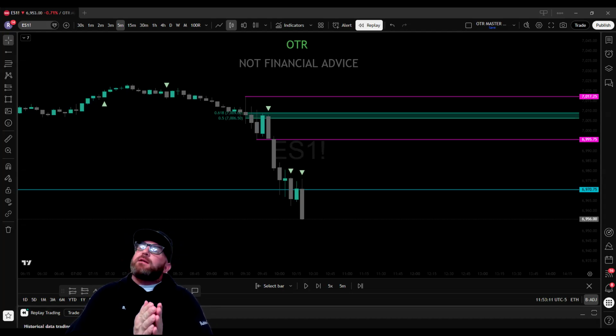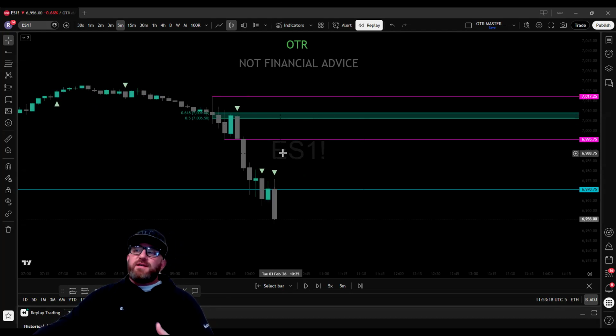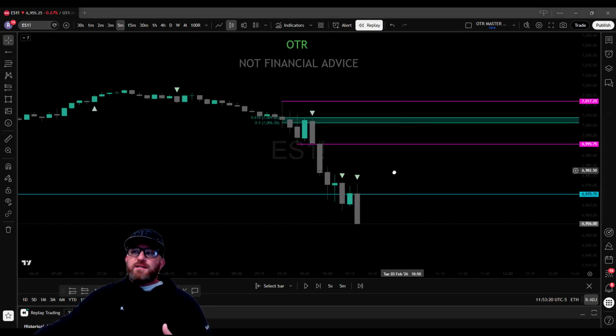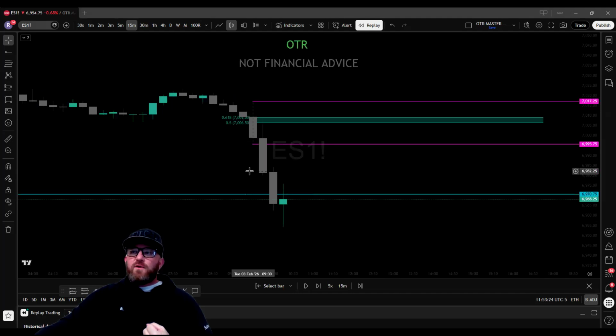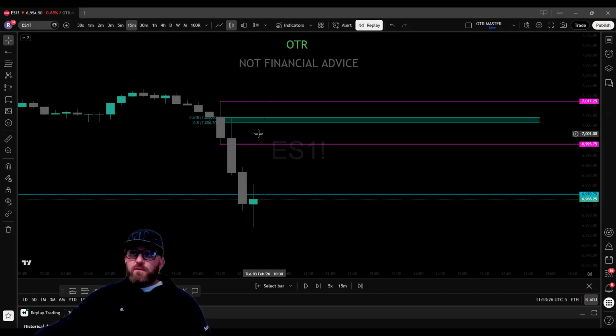We had a break to the downside, right? We had a sell off, a major sell off, but what we're looking at is the opening range. And to make it very simple, how we trade is basically based off of one candle. This one candle being the first 15 minutes of the day, right?